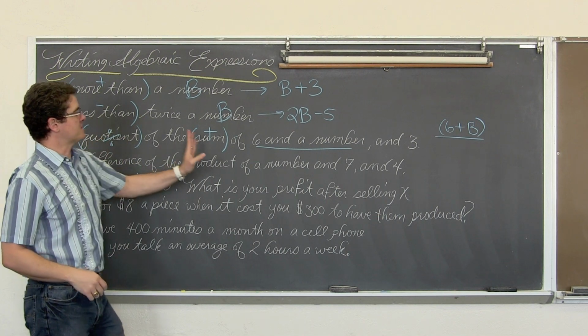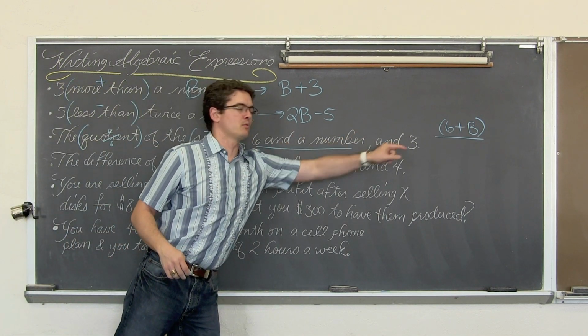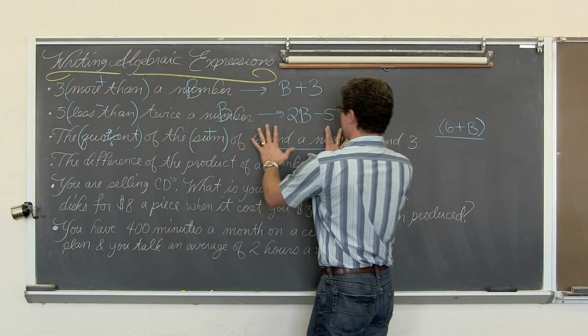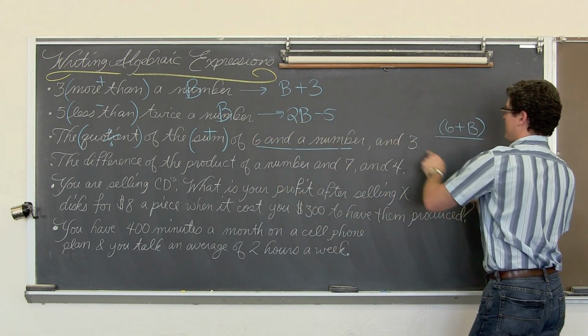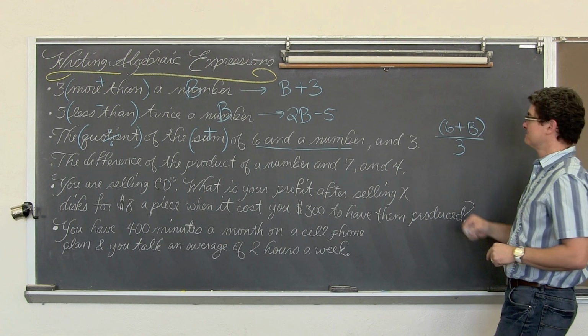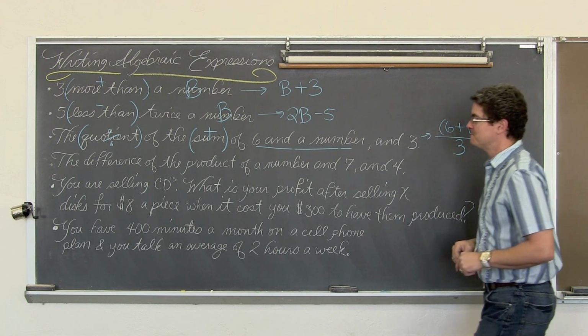So the quotient of the sum of 6 and a number, and 3. So it's the quotient of all of this and 3. So it's all of this divided by 3. And there's our third example.